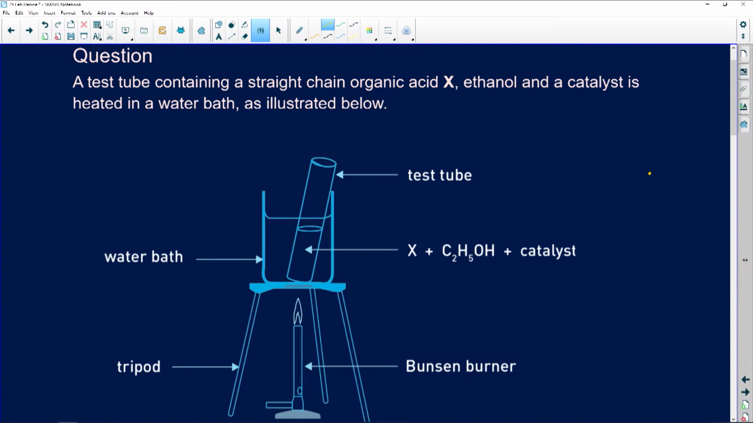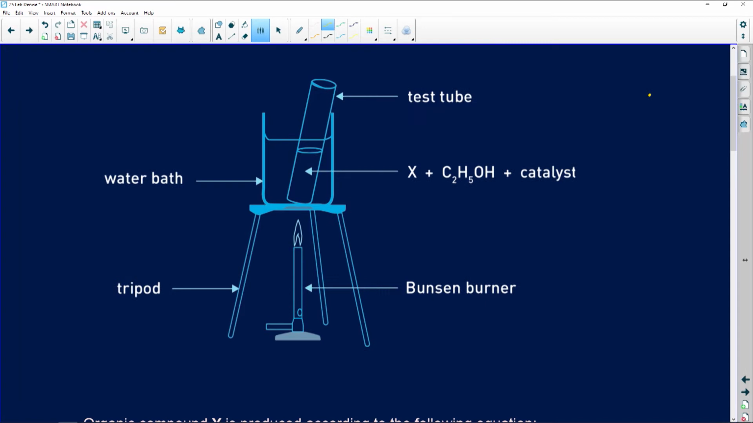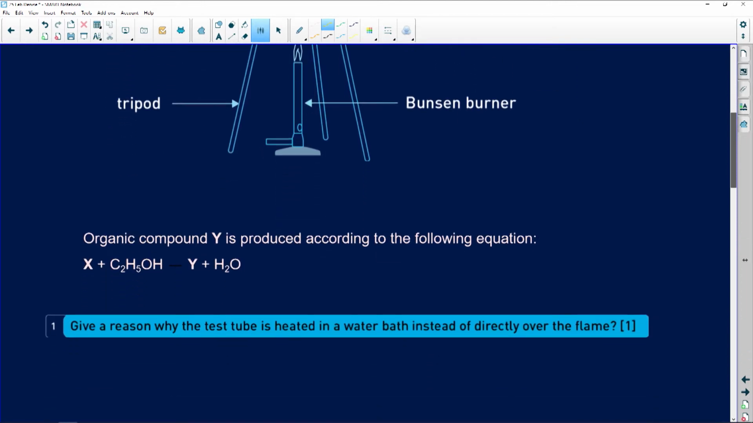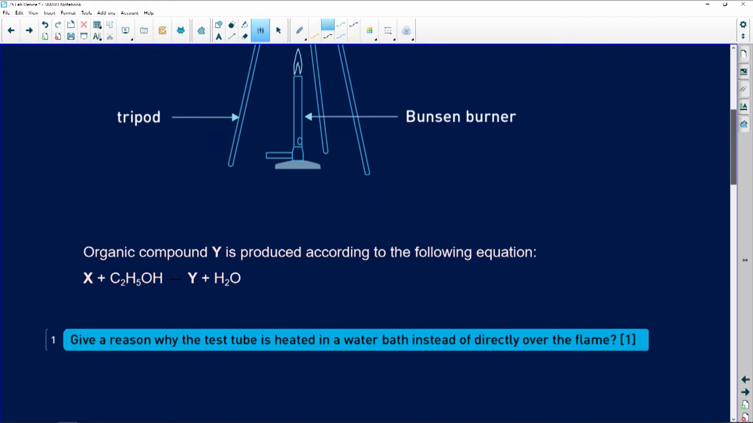It says a test tube containing a straight chain organic acid, X, ethanol, and a catalyst is heated in a water bath as illustrated below. So there's a picture of our little apparatus and our setup. I've got a Bunsen burner, a tripod, water bath, etc. In the test tube, I've got a compound X, an alcohol, and a catalyst. They say organic compound Y is produced according to the following reaction.